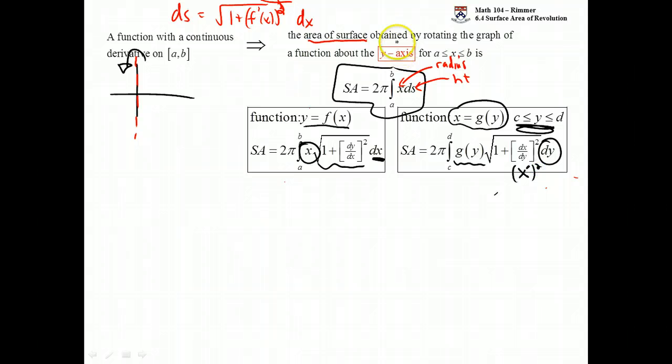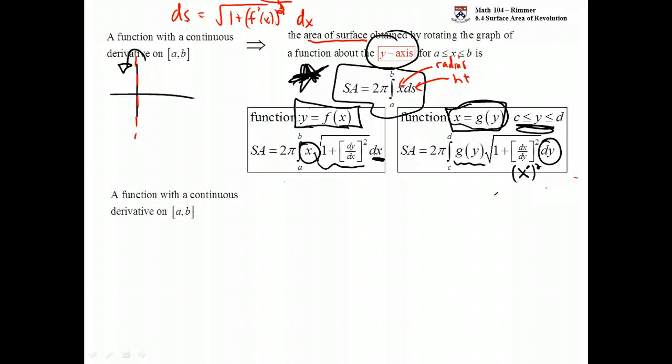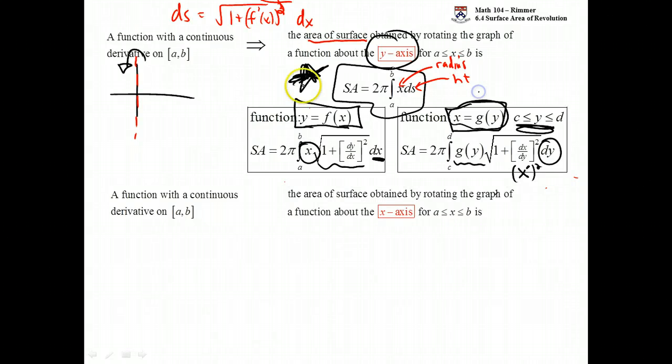So revolving around the y-axis, it depends on whether you want to do it as a function of x or as a function of y. But generically the formula is always going to be 2 pi x ds, where x is the radius and ds is the height. So say you change things. Say instead of going around the y-axis, you want to go around the x-axis. We have a function with a continuous derivative, and we want to rotate around the x-axis now. The generic formula, like we had up here, is going to change, where your radius is no longer x, your radius is y.